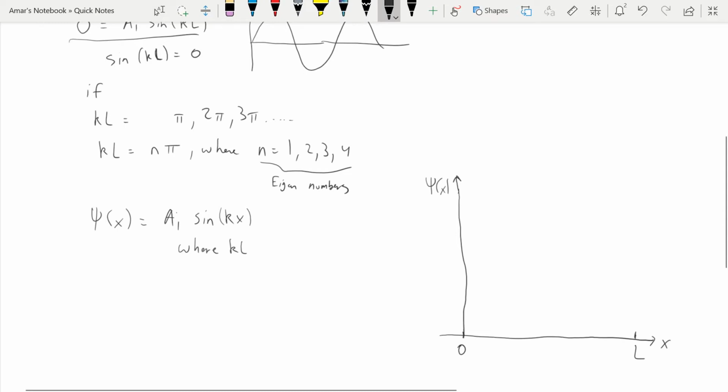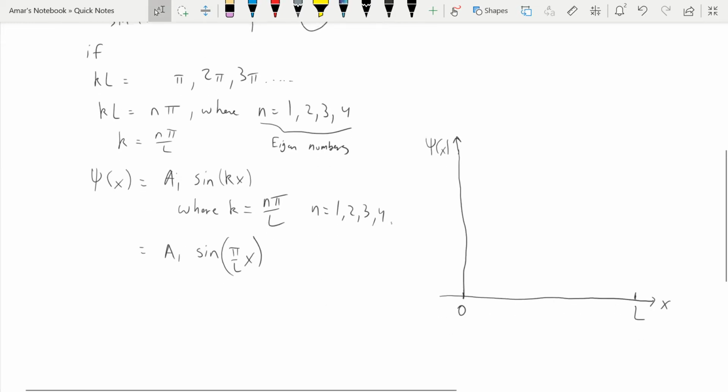we solve for k here. So I said kL is equal to n pi. So k is equal to n pi over L, where n equals 1, 2, 3, 4, and so on. So this set of functions, the first function might look like this: A1 sine of pi over L times x. This is for n equals 1, the first function. So psi 1 of x is equal to a1 times sine of pi over L times x.